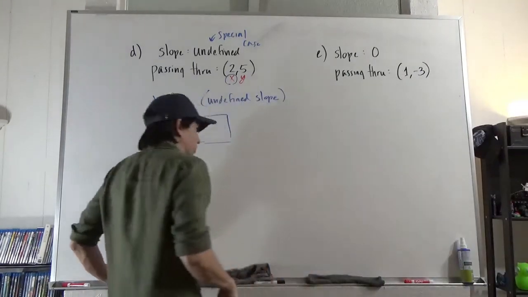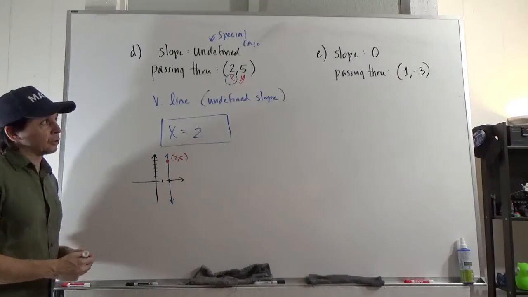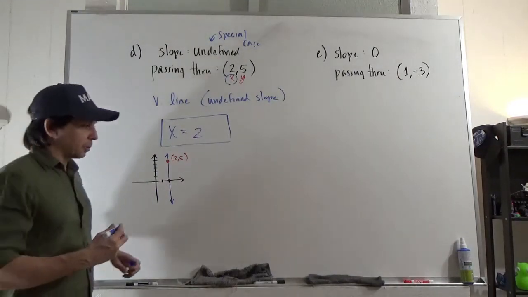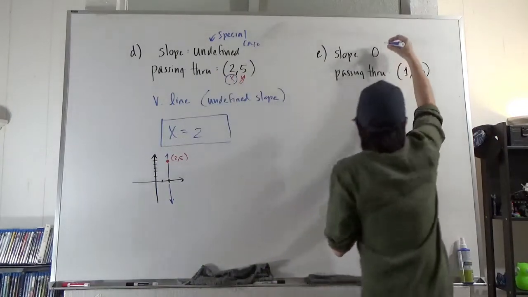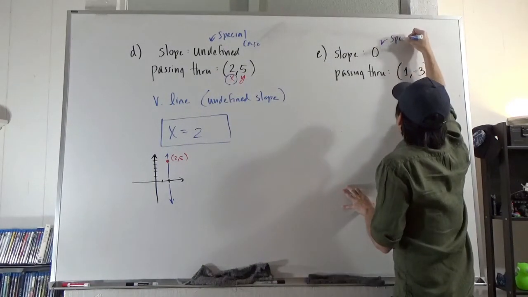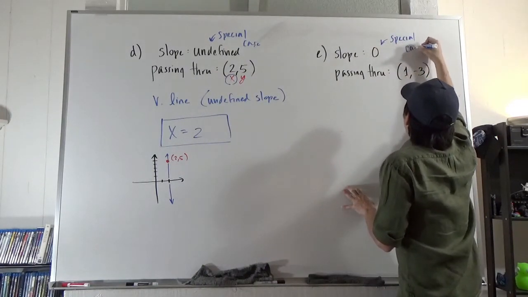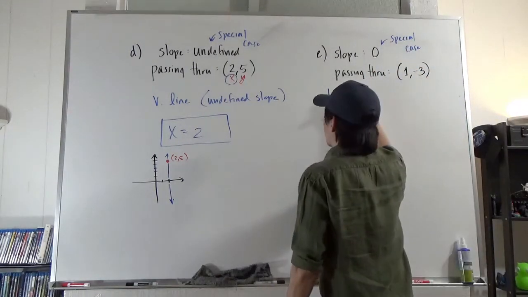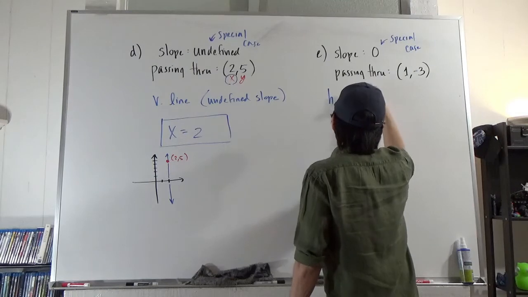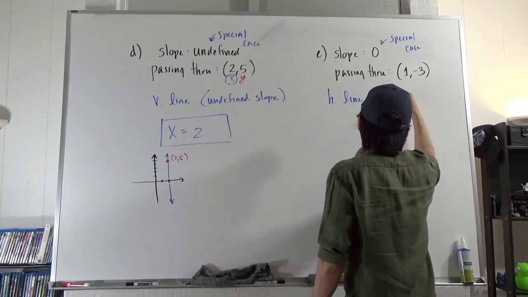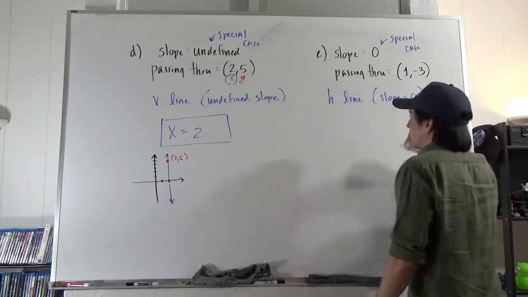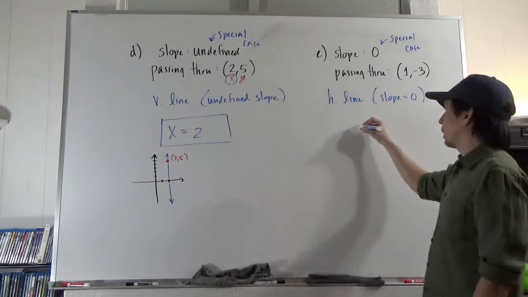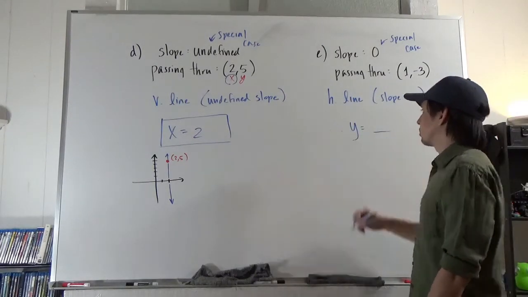Okay, slope 0 is also a special case. 0 is a number. You could in theory work with it like any other slope. It is completely valid, but I will note that 0 is also a special case. You would go through your notes and figure out what type of special case, and it is a horizontal line. Horizontal lines are the lines that have slope equals 0. Okay, and what's the form of a horizontal line? Y is equal to some constant.